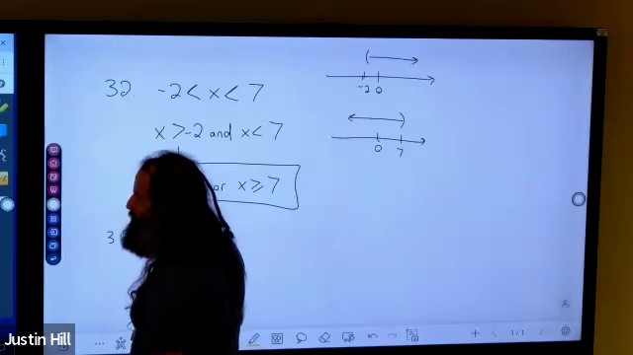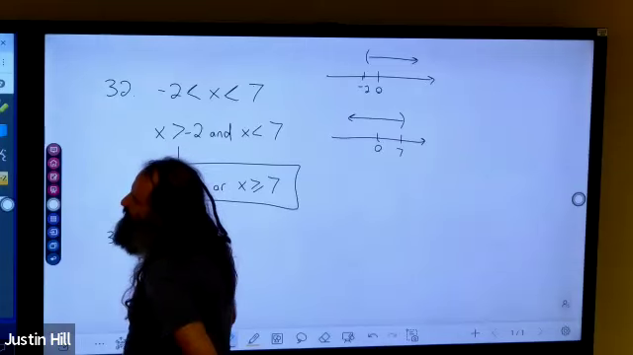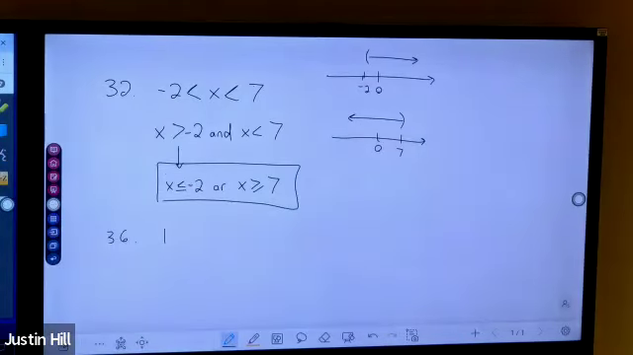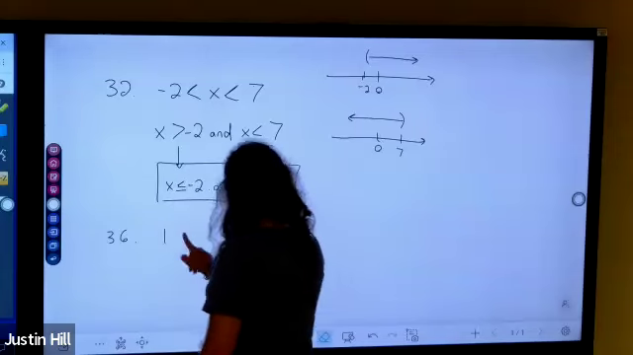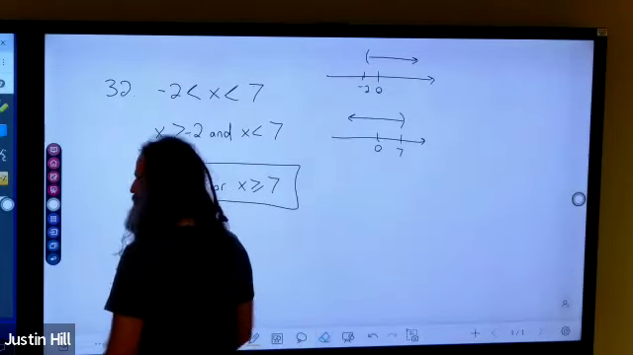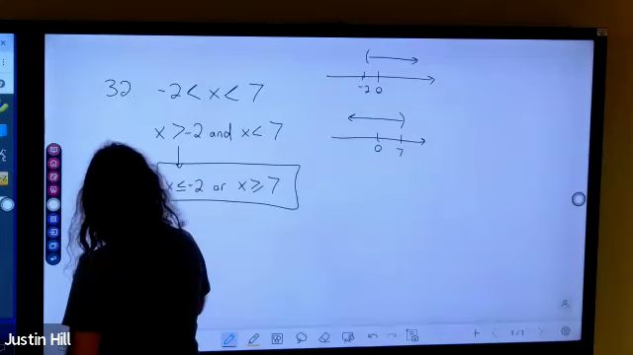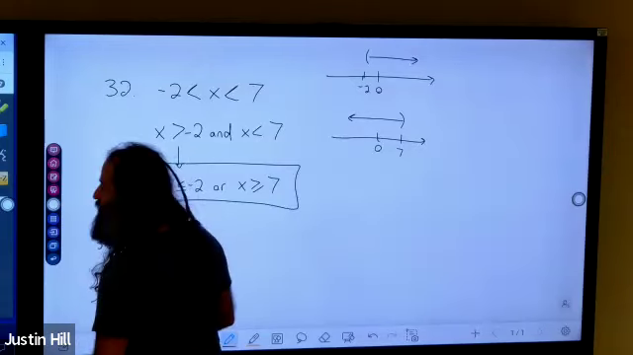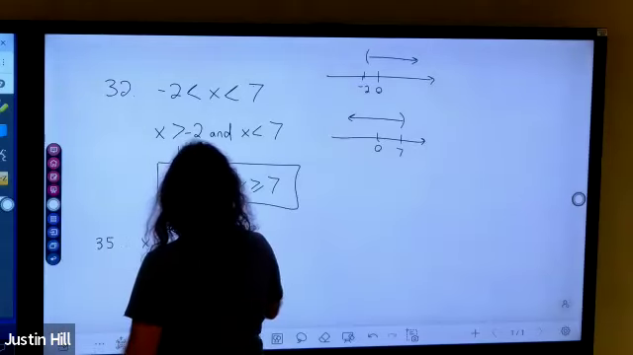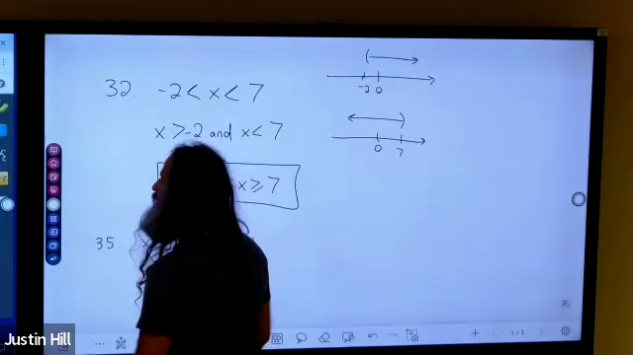So on 36, we have, now what I really want to do is, that's okay. Actually, so let's do 35 instead, not 36. Let's do 35. So 35, we have x is less than or equal to -1, or x is greater than 1. We want to negate that.